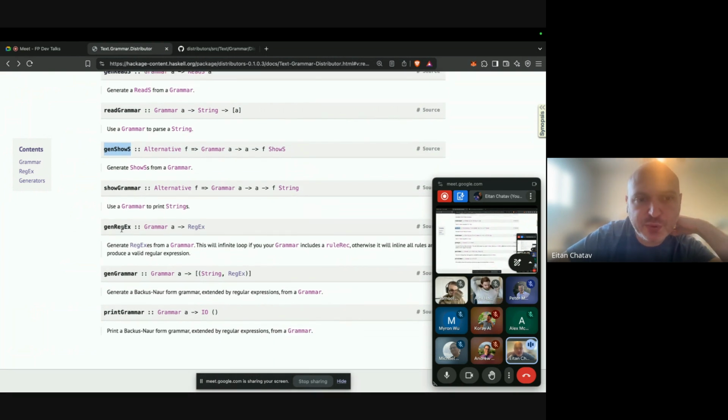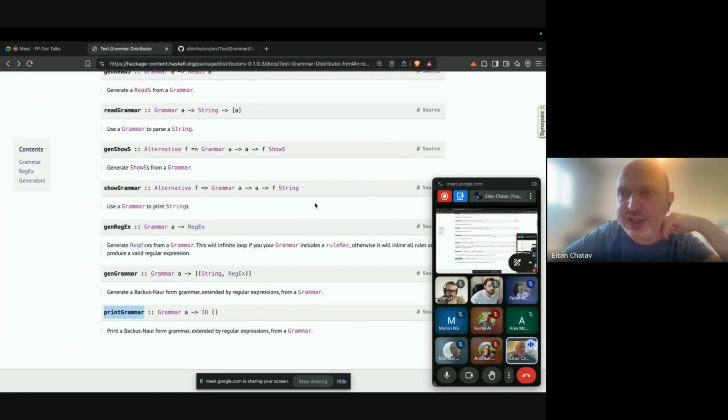We can also generate from a grammar a regular expression as long as we don't use a recursive rule. Otherwise, obviously, it's going to infinite loop. But if we don't use any recursive rules in our grammar, then we can turn it into a regular expression. And if we do use a recursive rule, we can still generate a grammar, which is just a list of regular expressions with rule names. And finally, we can just print the grammar, which is using genGrammar.